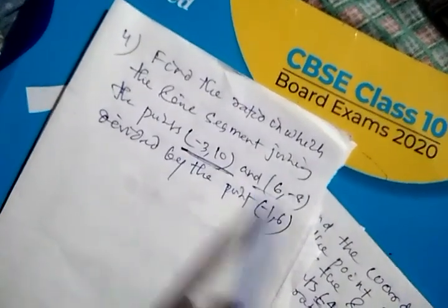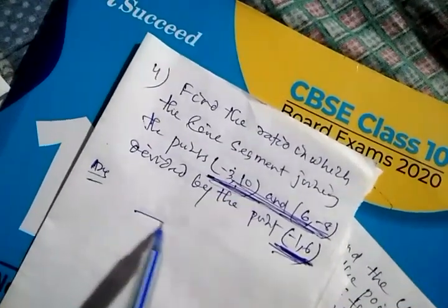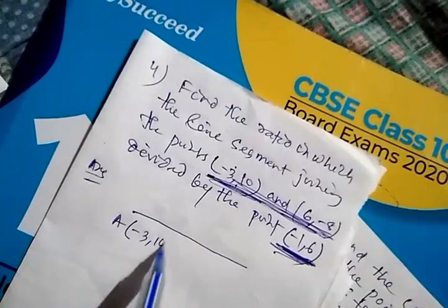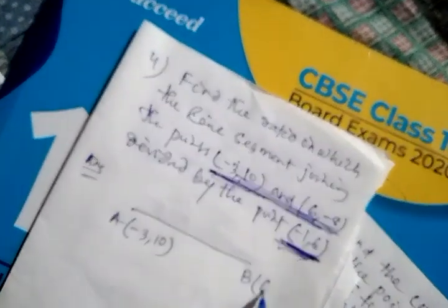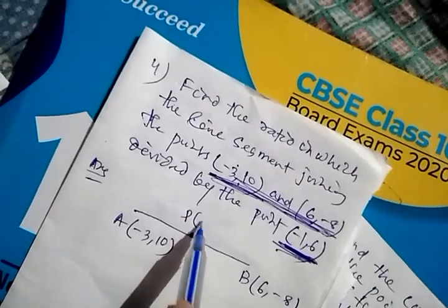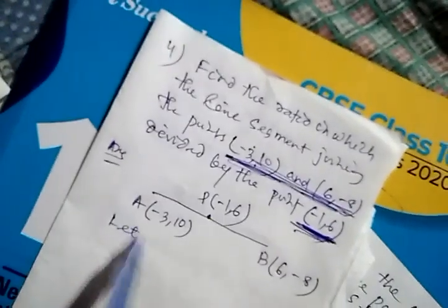Here you see the one line is given and this line is divided by the point, this one. The point is already given. So now let us represent this question in a diagram. This is the A, whose coordinates are -3, 10. This is B, 6, -8. Now take here point P, -1 and 6. So you are asked to calculate the ratio.